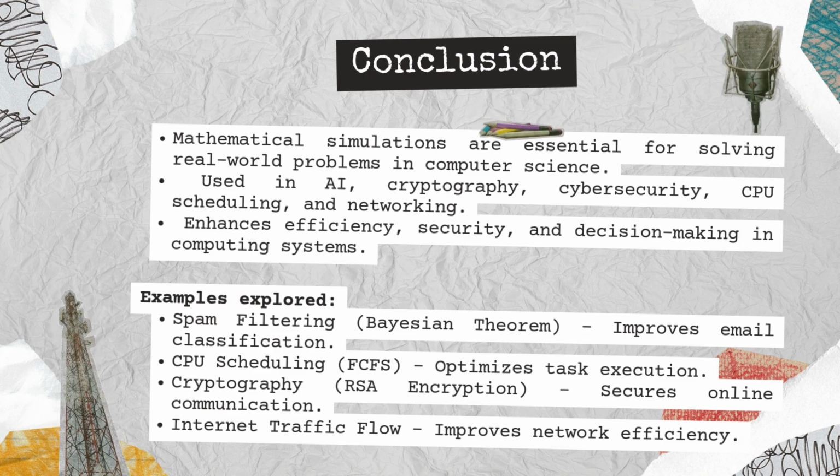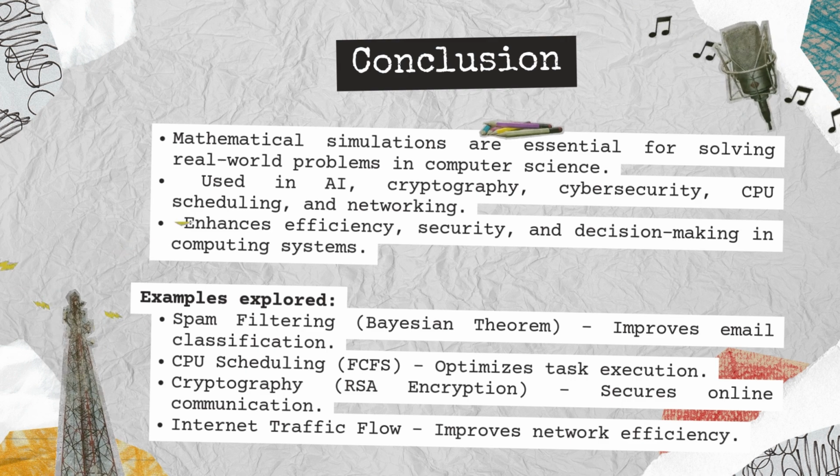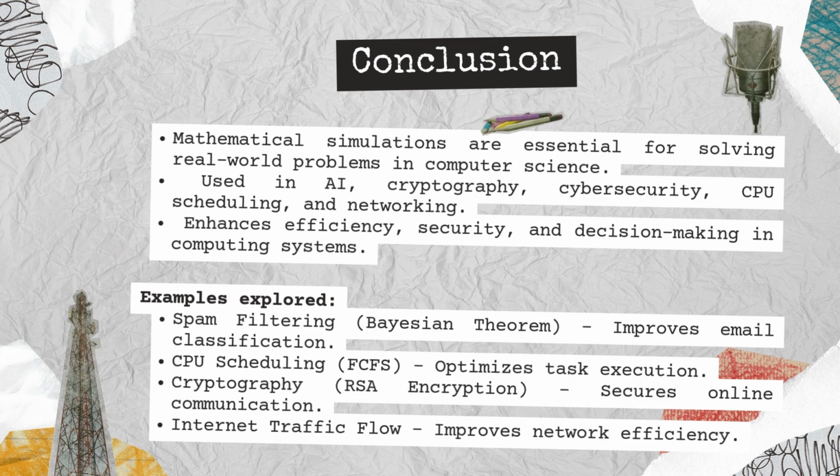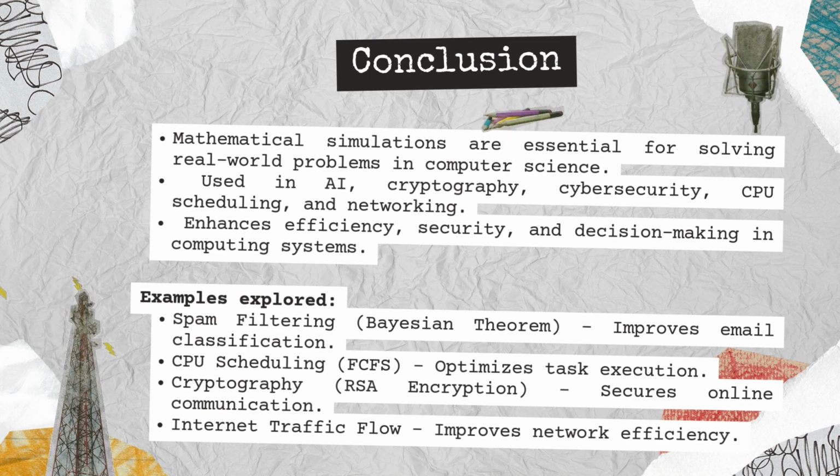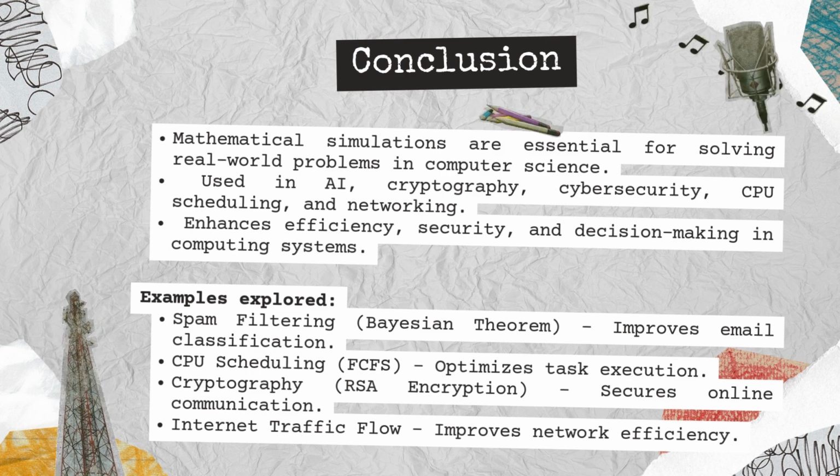Throughout this discussion, we explored 4 major applications. Spam filtering using Bayes' theorem helps email systems detect and filter spam messages accurately. CPU scheduling with the FCFS algorithm ensures efficient task execution in operating systems. Cryptography, RSA encryption, protects online communication in WhatsApp, banking, and blockchain. Internet traffic flow optimization improves network efficiency by managing data transmission speed.